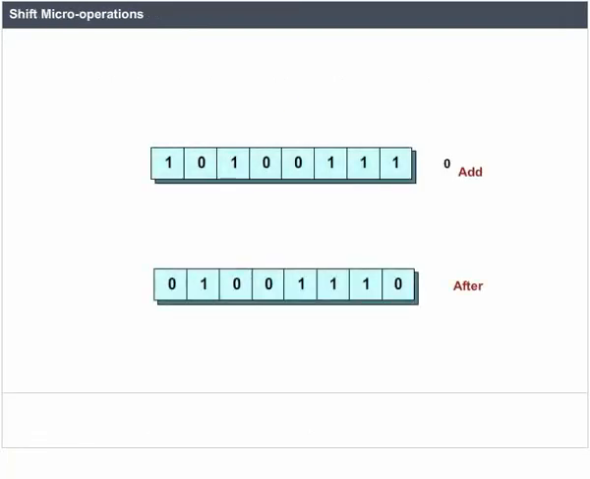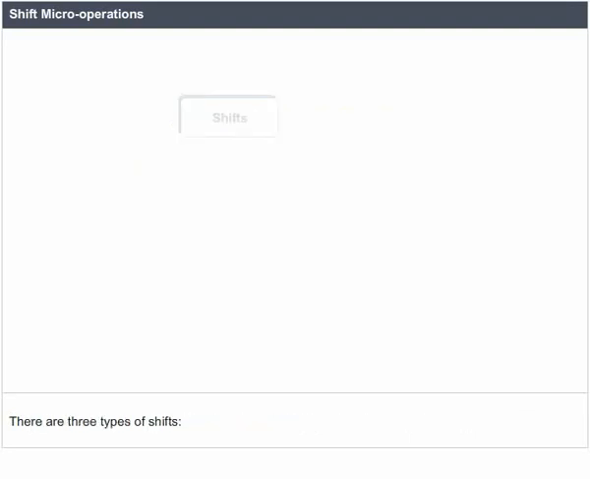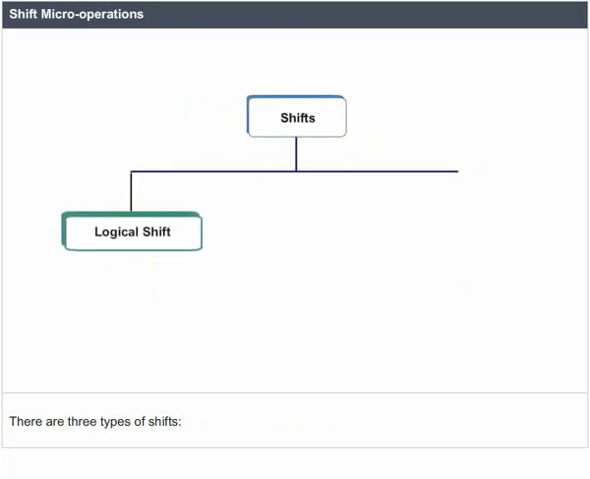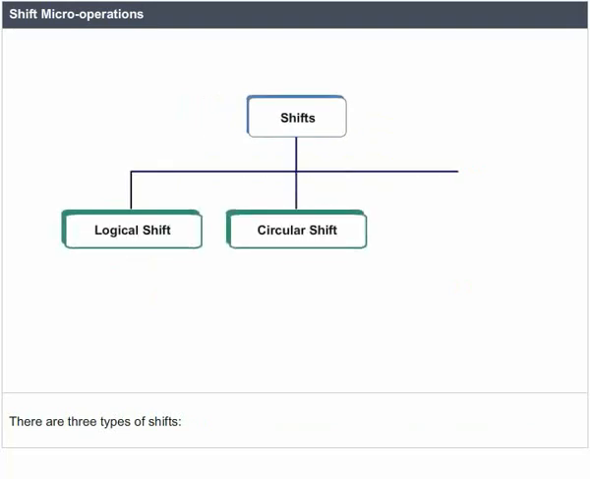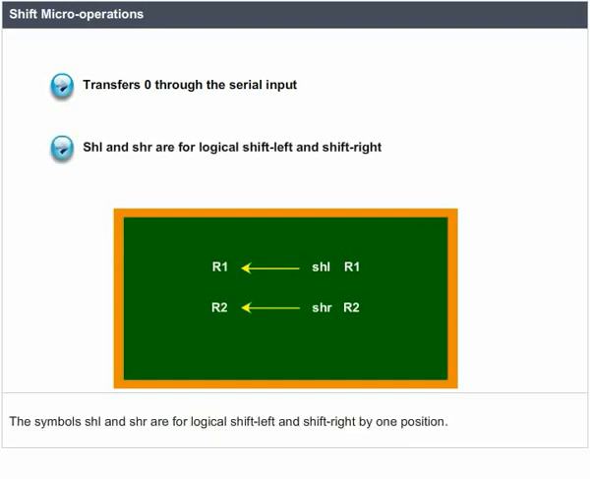Shift micro-operations. Shift micro-operations are used for serial transfer of data. They are also used in conjunction with arithmetic, logic, and other data processing operations. There are three types of shifts: logical shift, circular shift, arithmetic shift. Logical shift. A logical shift is one that transfers 0 through the serial input. The symbols SHL and SHR are for logical shift left and shift right by one position.